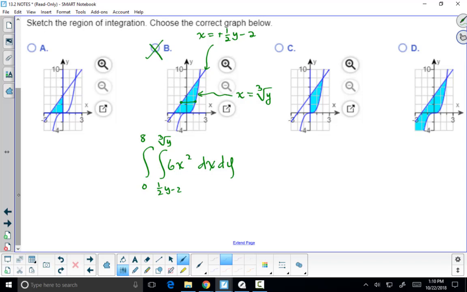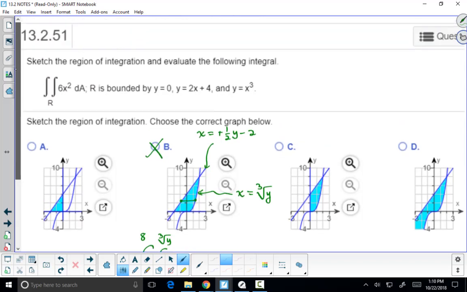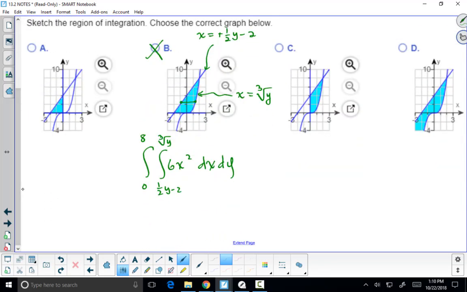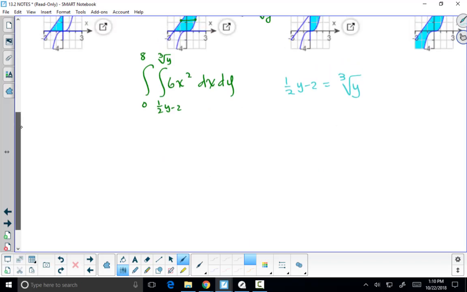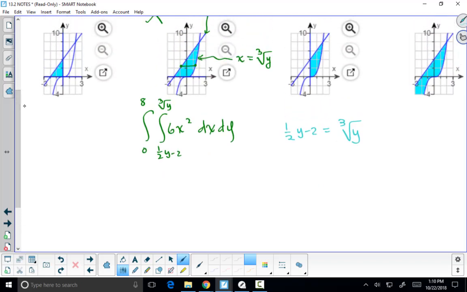Did they put a T on this problem? They did not. Let's take a look, because that does look complex. Well, let's figure it out. What do you normally have to do to both sides of that? Oh, you cube it. You'd have to cube it.